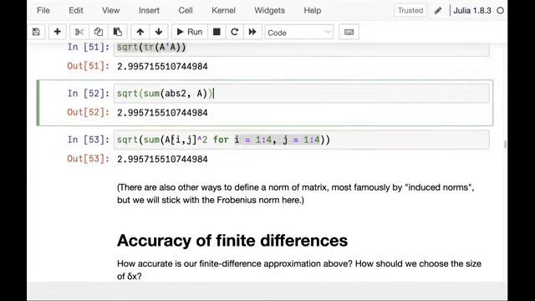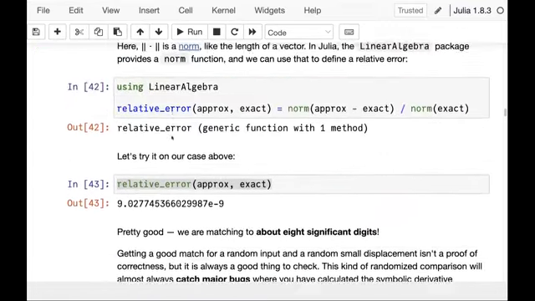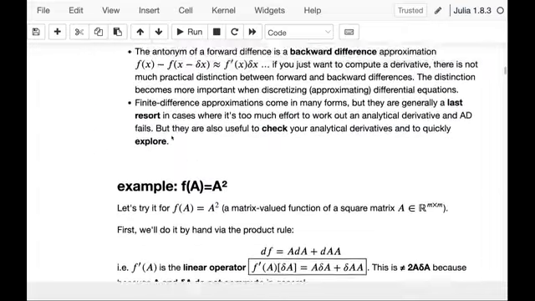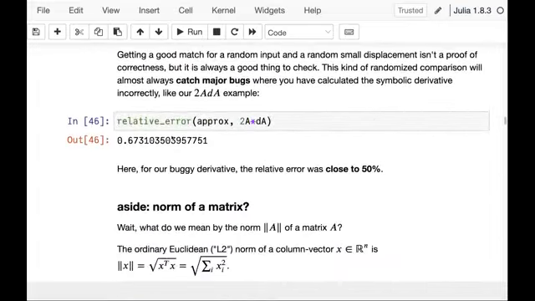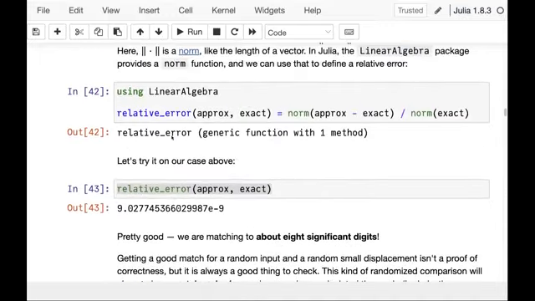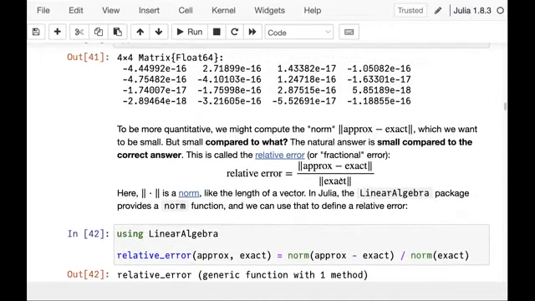So, okay, now we have a norm. We know what it means to measure the norm of a matrix. Let me scroll down. We have a measure of the error. So this is the relevant error. We want the error, the difference between the approximation and the exact answer, or the derivative formula, divided by the magnitude of the exact formula.